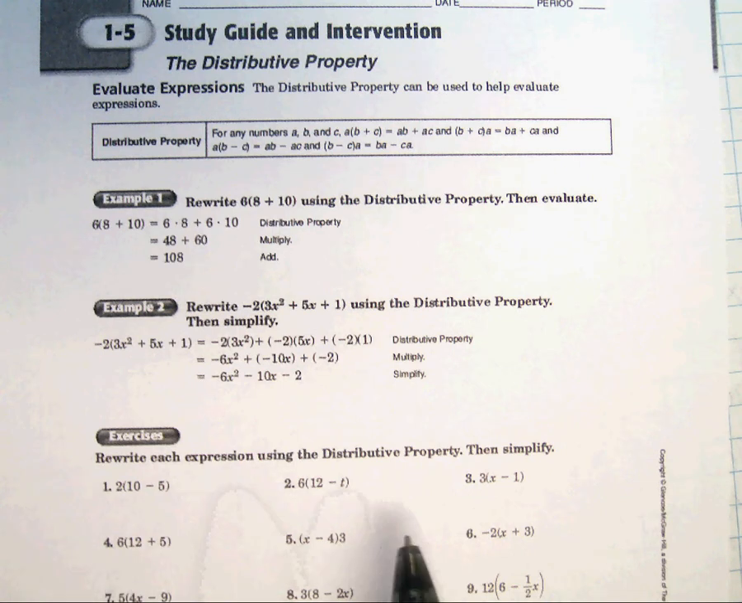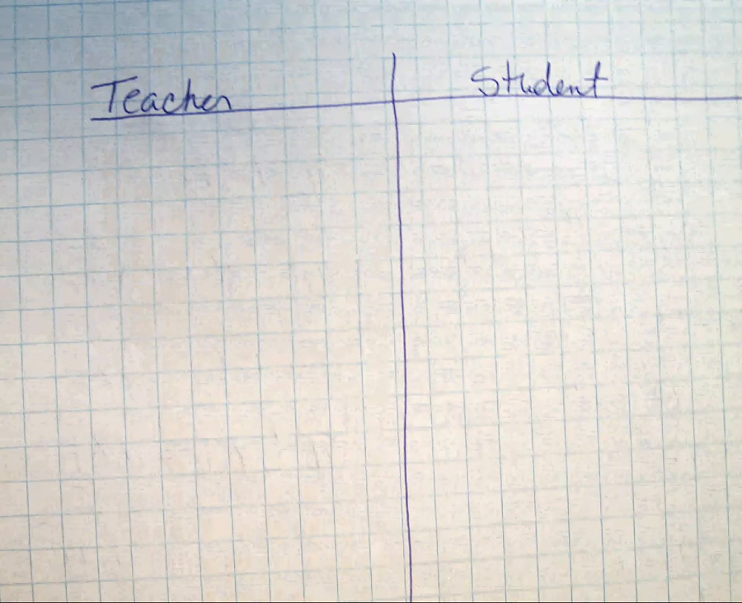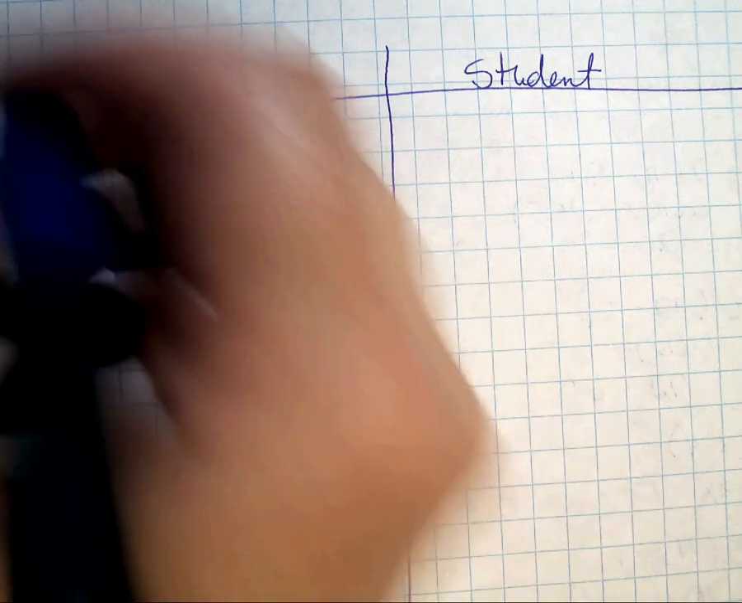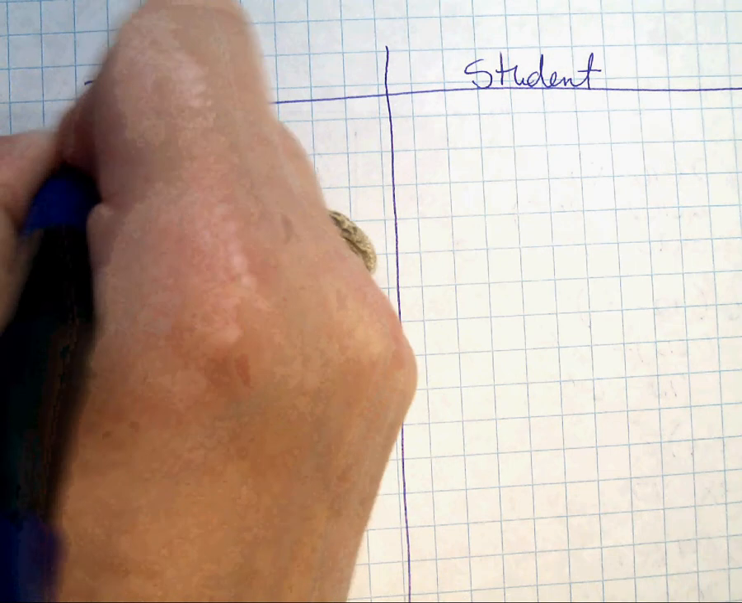I'm going to do these exercises here in a teacher-student column, so I want you to scoot your ISNs over to the other side of the page and give yourselves a teacher-student column. Alright, the first one I'm going to do on the teacher side is number 1, which says 2 times 10 minus 5.